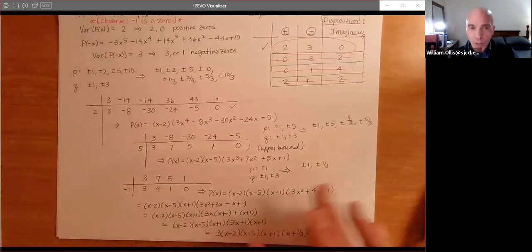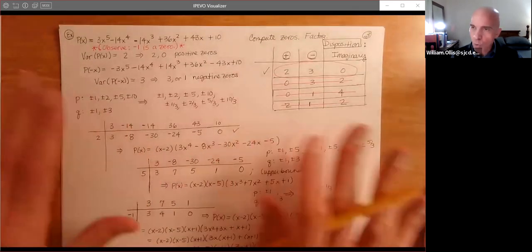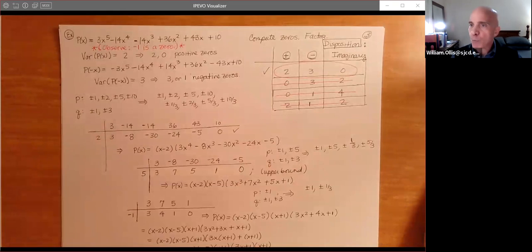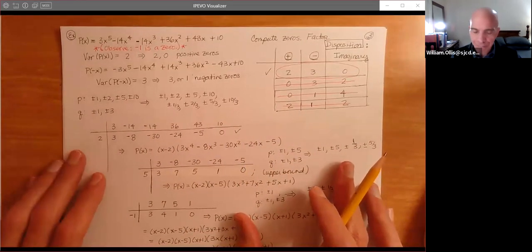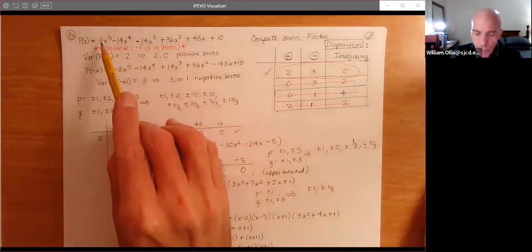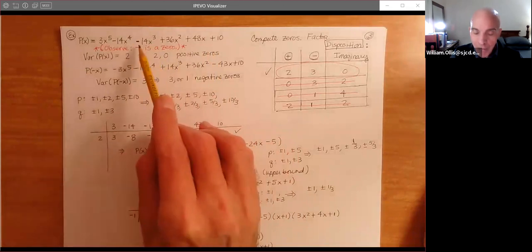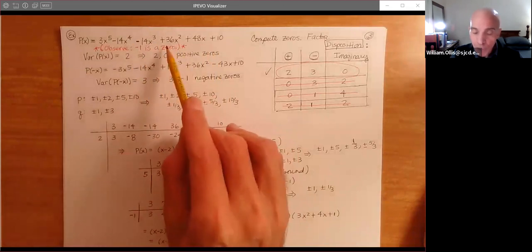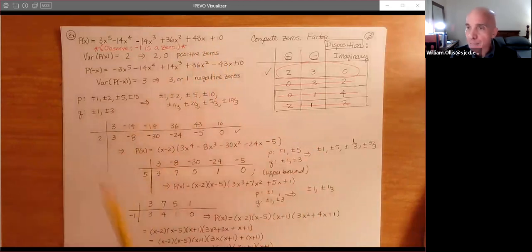Now on this next one, what I wanted to do, ladies and gentlemen, is see what we could do if we had a situation where factoring really didn't present itself. I just picked a problem from your book. The problem is an integer polynomial: 3x^5 - 14x^4 - 14x^3 + 36x^2 + 43x + 10.